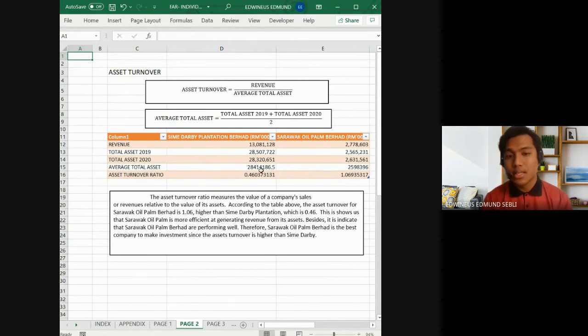So according to this table, the asset turnover for Sarawak Oil Palm Berhad is 1.06, higher than Samdabi Plantation, which is 0.46. This shows us that Sarawak Oil Palm is more efficient at generating revenue from its assets. Besides, it indicates that Sarawak Oil Palm Berhad is performing well. Therefore, Sarawak Oil Palm Berhad is the better company to make investments in, since the asset turnover is higher than Samdabi.